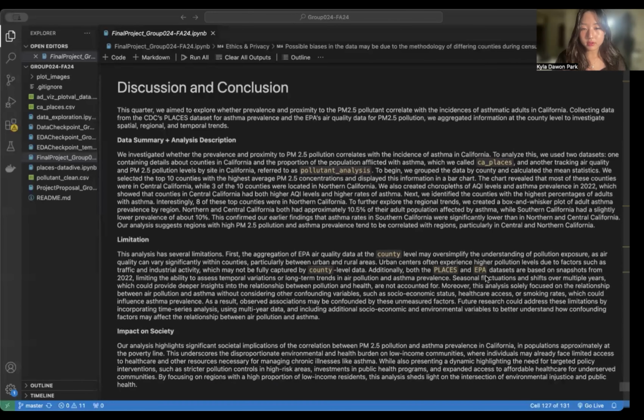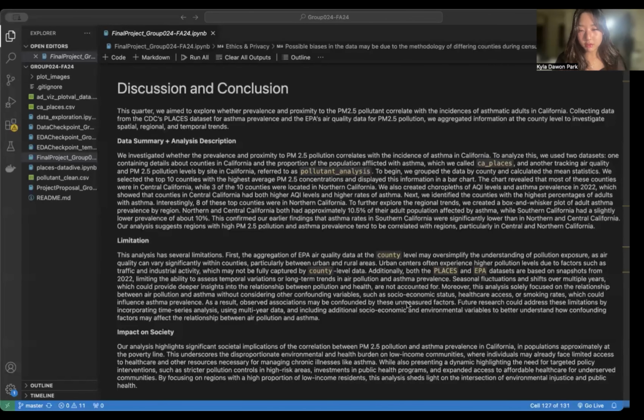For the key takeaways for this study, we examined the relationship between PM2.5 pollution and asthma prevalence in California. We found that counties in Central and Northern California, where pollution levels are higher, also have higher asthma rates compared to Southern California. However, limitations such as potential oversimplification of urban and rural air quality variations, the lack of temporal trends, and also exclusion of key factors like socioeconomic status, suggest that future research should incorporate multi-year datasets and additional variables for a more comprehensive analysis.